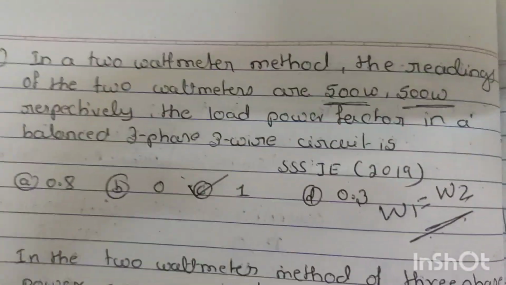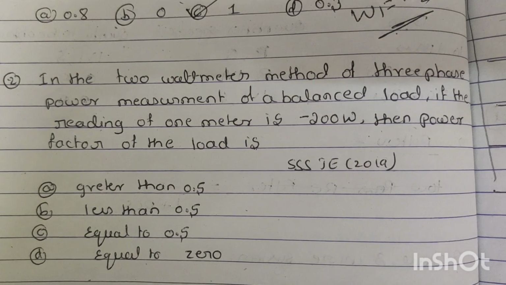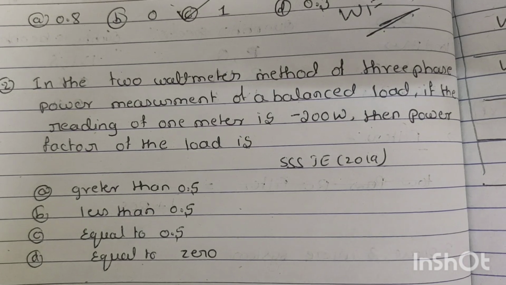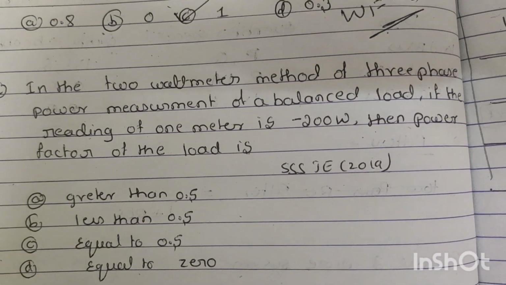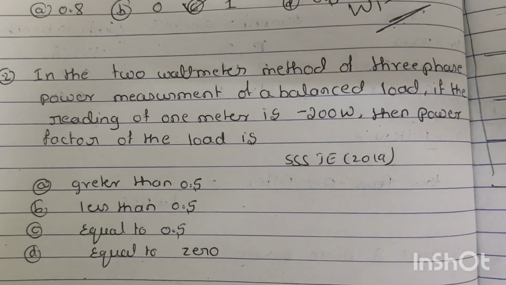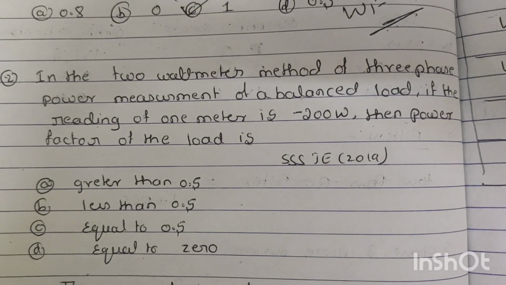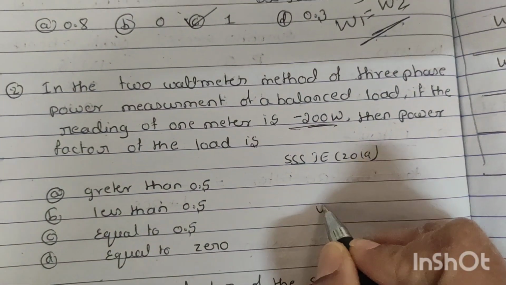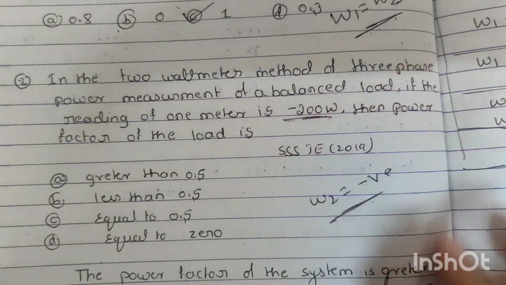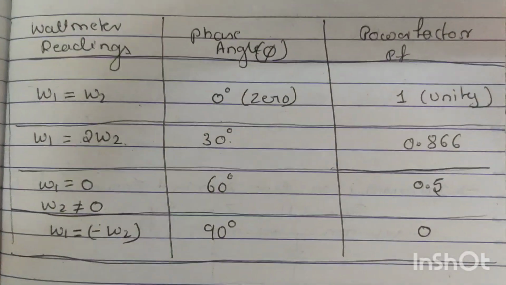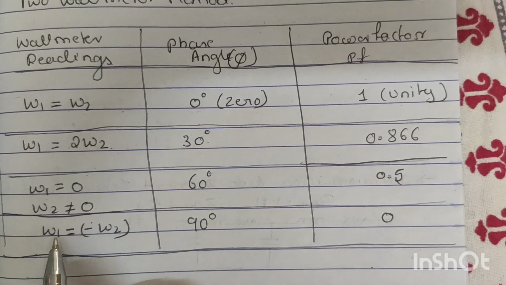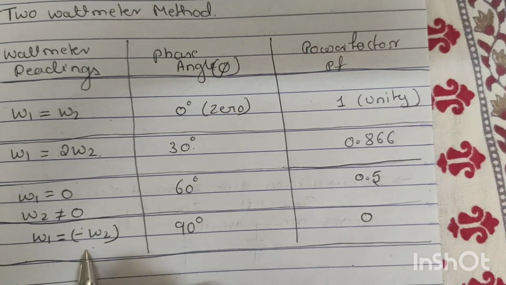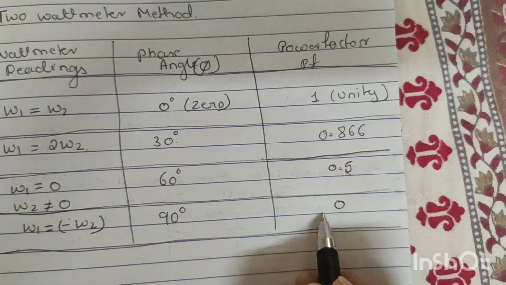I have taken some more questions of this type. Second question is: in the 2 wattmeters method of 3-phase power measurement of a balanced load, if the reading of 1 meter is minus 200 watts, then the power factor of the load is. So 1 wattmeter reading is minus 200. They have given just 1 wattmeter reading, so we can take it as W2 is negative. From this table you can observe when W1 is equal to minus W2, 1 wattmeter reading is minus, then the angle is 90 degree and power factor is 0.